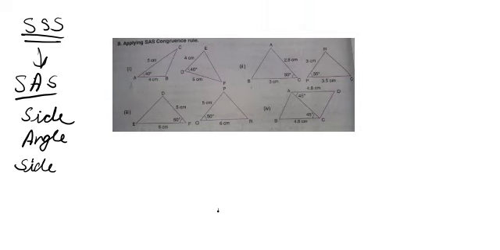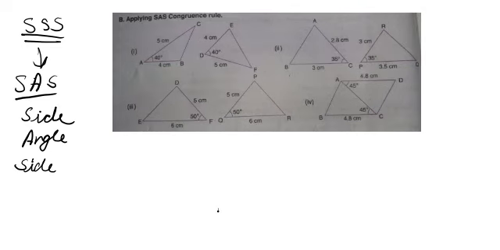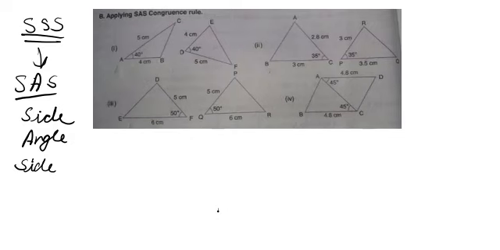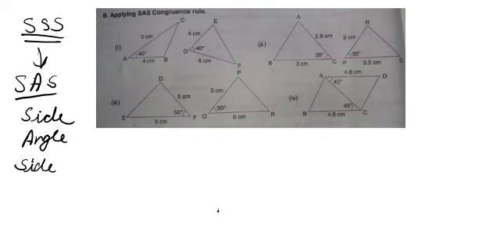Now what is this SAS? It stands for side, angle and side. Now see here, if you look at the figures, I'll just make it a bit larger. So this is our figure. Like in the previous question, all the sides were given. Here what has been given is two sides and one angle. You can see this is the angle and these are the two sides that are given.